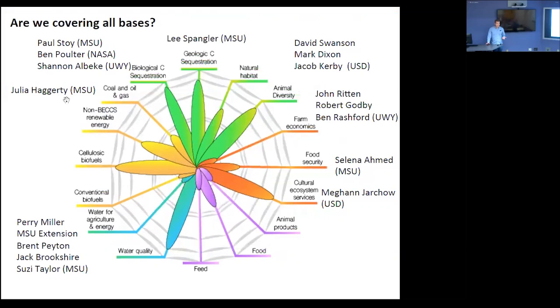What are the policy implications? Right? Things like Julia and her team are studying when we're moving from more coal, oil, and gas to perhaps more biofuels. And then what are the implications on this individual scale or the farm scale? And colleagues at Wyoming are working on those. Also, food security, cultural ecosystem services, other things that are really important to how we vision systems and how we value systems. Right? Selena and Megan Jarchow are studying those. And many students and many collaborators throughout are trying to do our best to understand an extremely dynamic system.